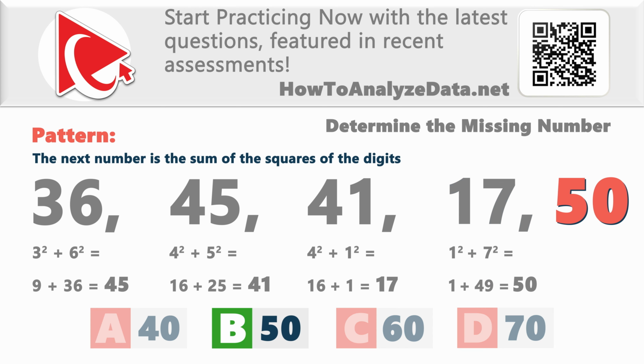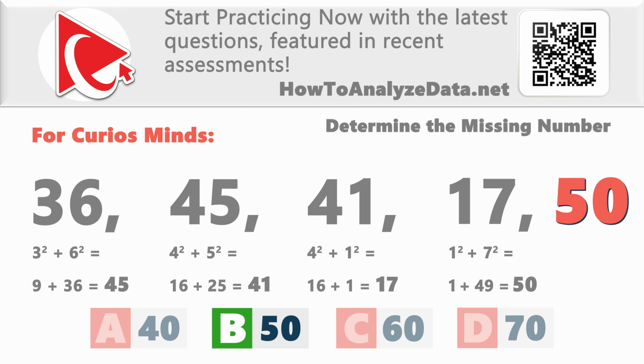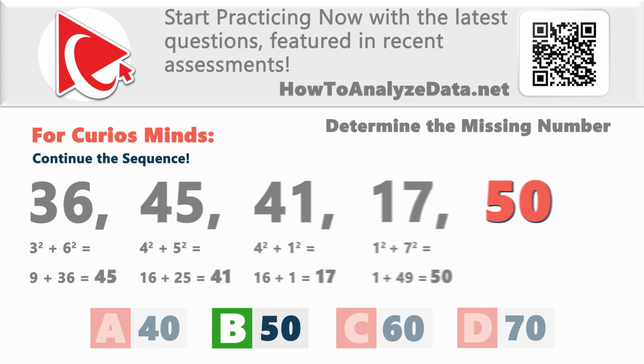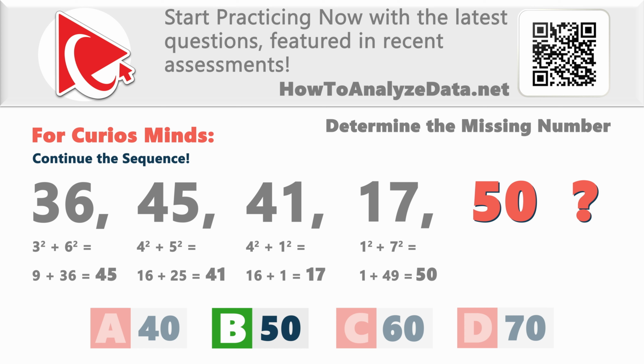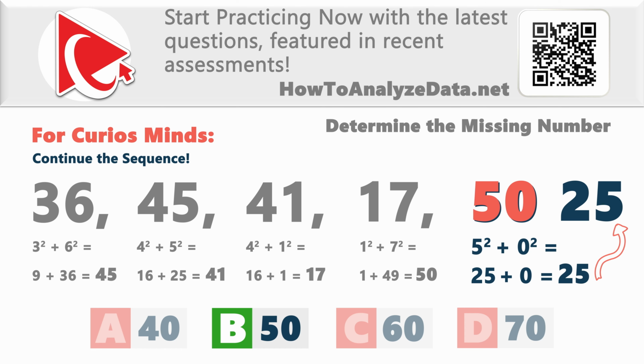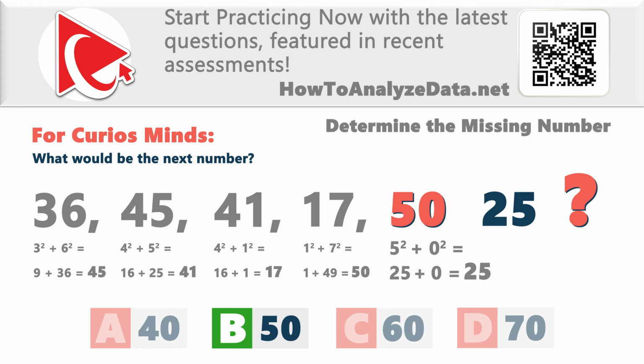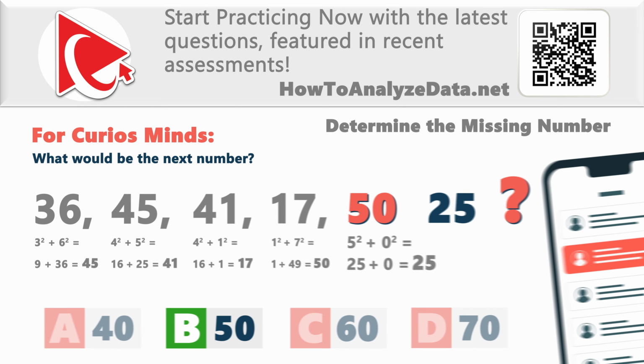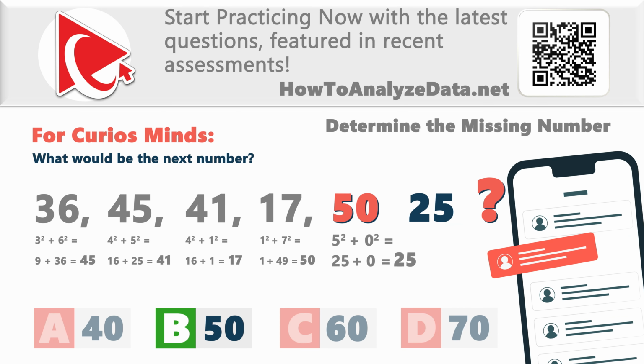But wait, there is more. If you have a curious mind, which I'm pretty sure you are, let's continue the sequence and calculate the next number. 5 squared plus 0 squared equals 25 plus 0 and equals 25. Can you calculate what would be the next number in the sequence? Make sure to post the answer in comments to report your accomplishment.